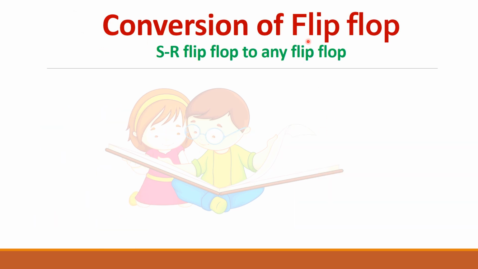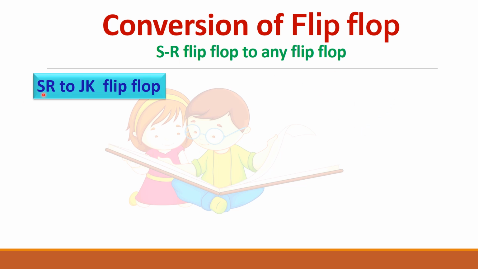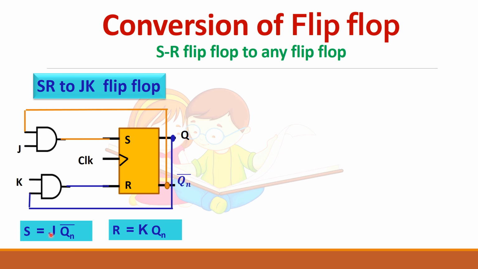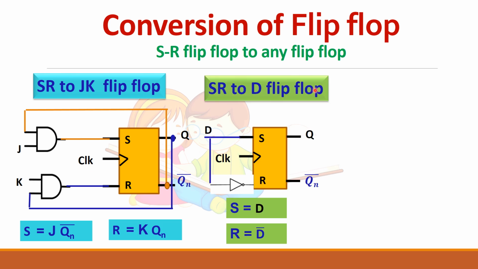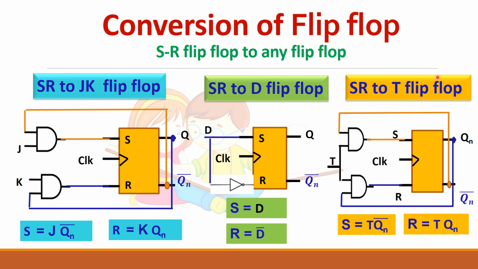So finally, we will conclude what we have seen. To convert SR flip-flop to JK flip-flop, S is equal to J Qn bar and R equal to K Qn. For SR flip-flop to D flip-flop, S is equal to D and R equal to D bar. For SR to T flip-flop, same as JK flip-flop except that you will get T as the input.